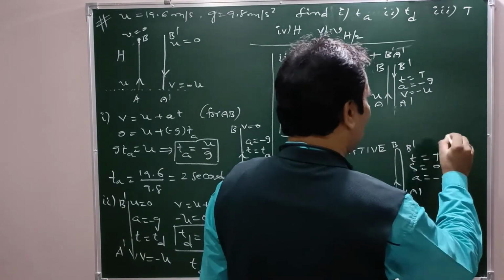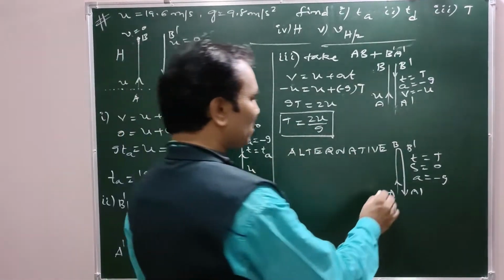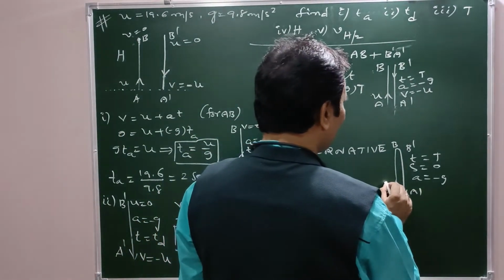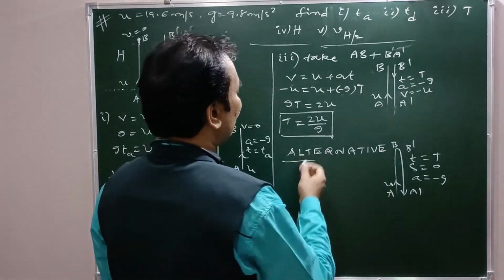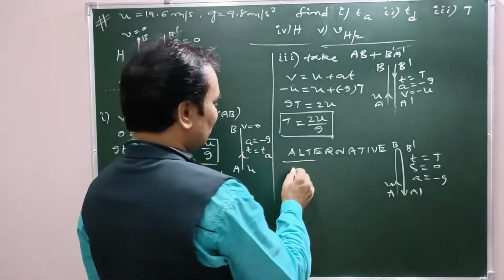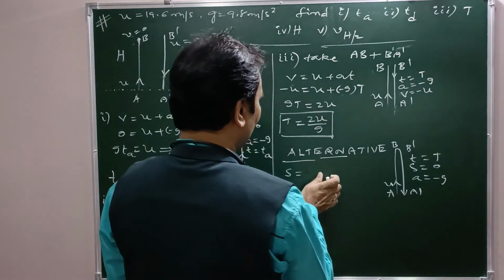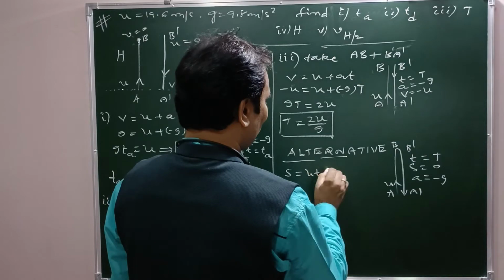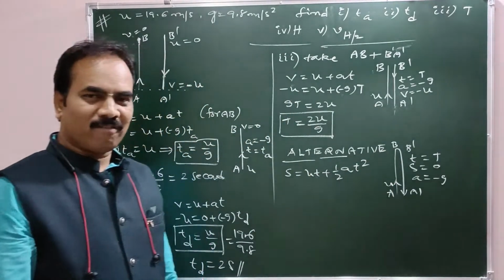Small t equal to capital T, the time of flight. Initial velocity at A is U. Now take S equal to, an alternative method for this time of flight, that is S equal to UT plus half AT square.